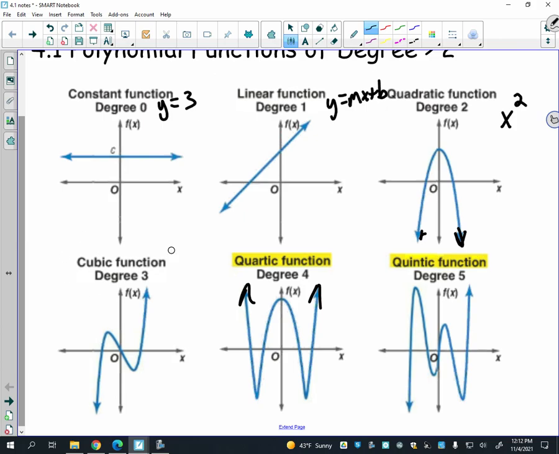Notice a cubic function, they don't all look like this, but this is an example of a cubic function. A quartic function is degree 4. A quintic function is degree 5. Notice the higher the degrees get, the more curves maybe that they have, the more ups and downs that they have. There's connections that we can make with the degree and what we know about the graph, okay?